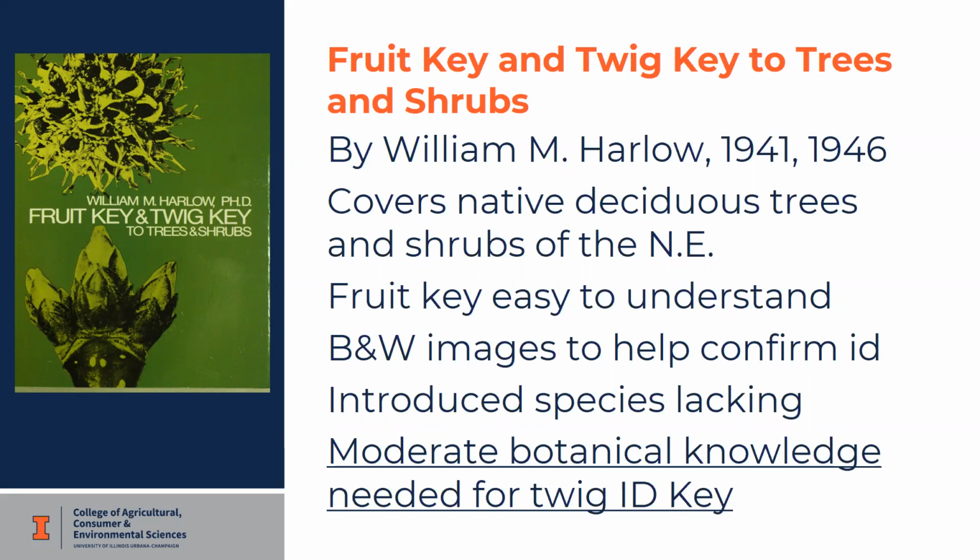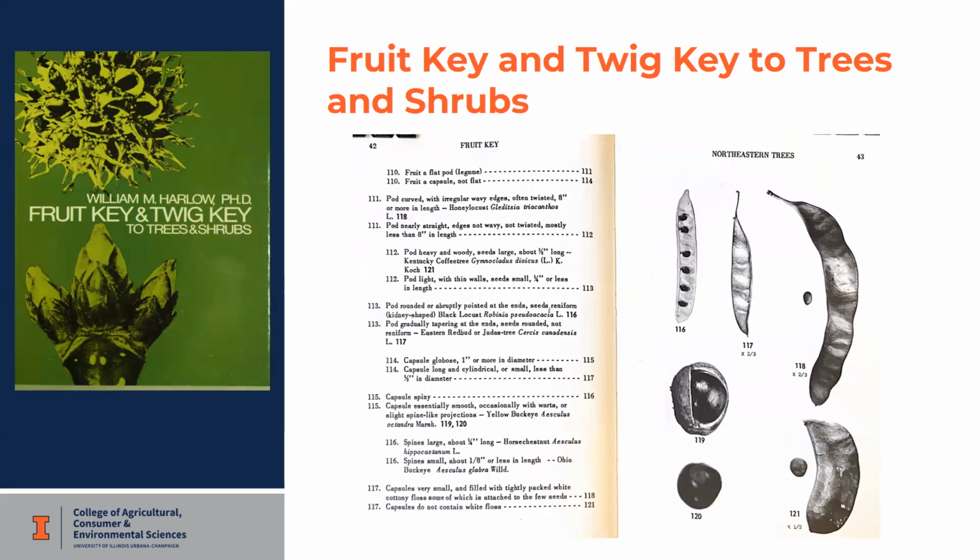And there's going to be 2 keys within this one. The first is a fruit key, which tends to be a little easier to understand and follow compared to the second key, which is using just the twigs. That twig key does require a little more botanical knowledge to navigate. As we look at this one, it uses written descriptions to guide you to the plant's identification. Many of these include some high resolution photos, especially as you get closer to that plant's identification, to help you confirm that you do have, in fact, that correct fruit for that plant that you're trying to identify.